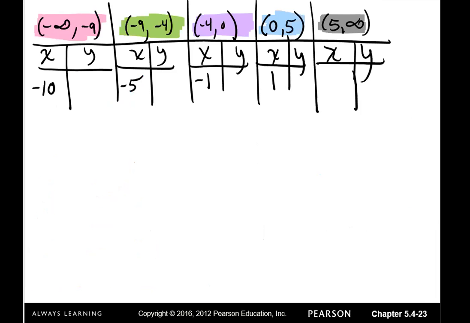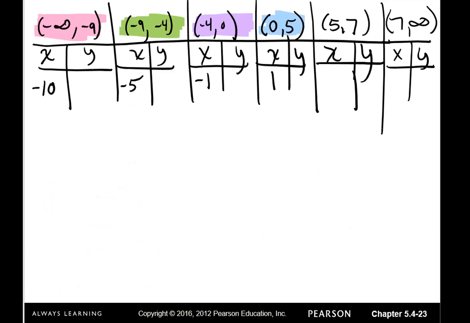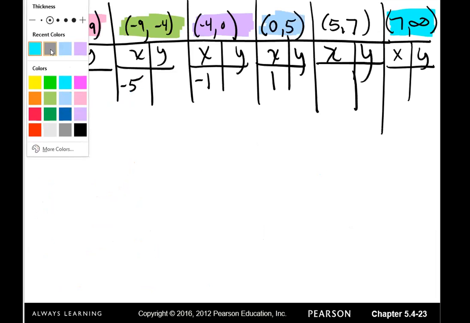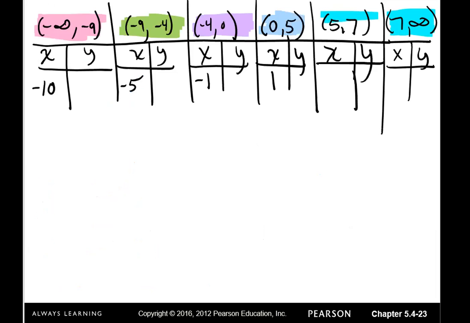So I need another one. This is 5 to 7. And then 7 to infinity. Sorry about that. All right. So between 5 and 7, I just went with 6. And then between 7 and infinity, I chose 8.